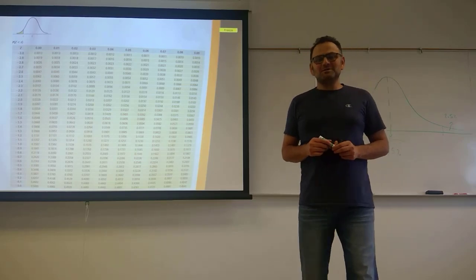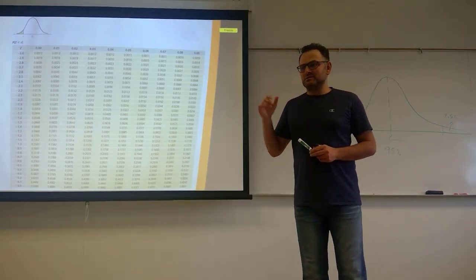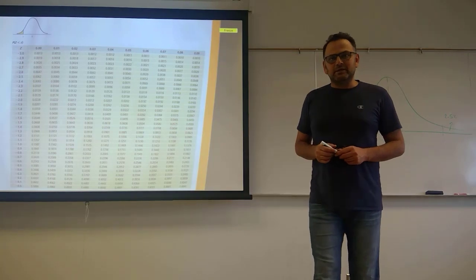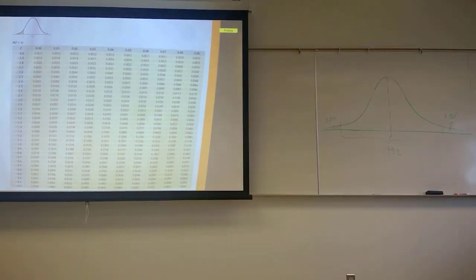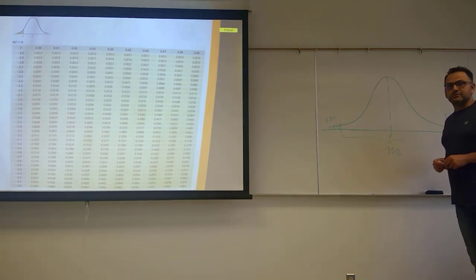Hi everyone, so today we will continue with chapter 9. We started with estimation. Let me refresh your mind briefly. So the basic concept was that we have a population. The population looks something like this. The mean of the population is somewhere, mu.